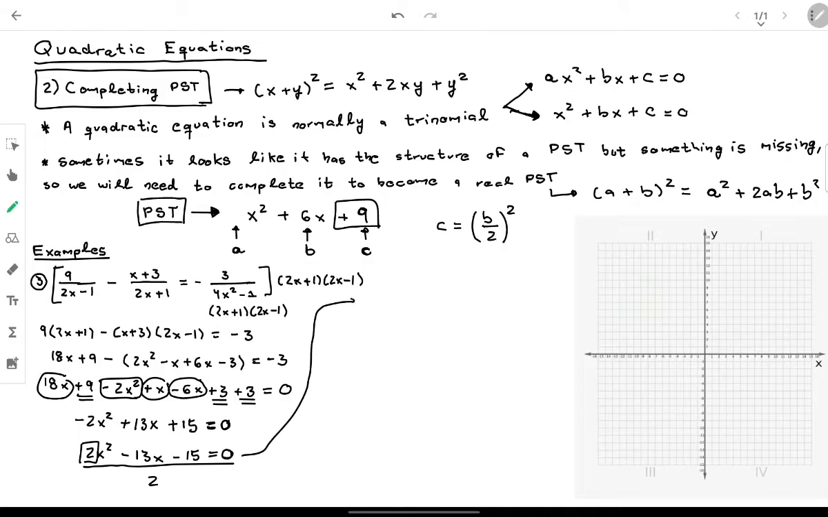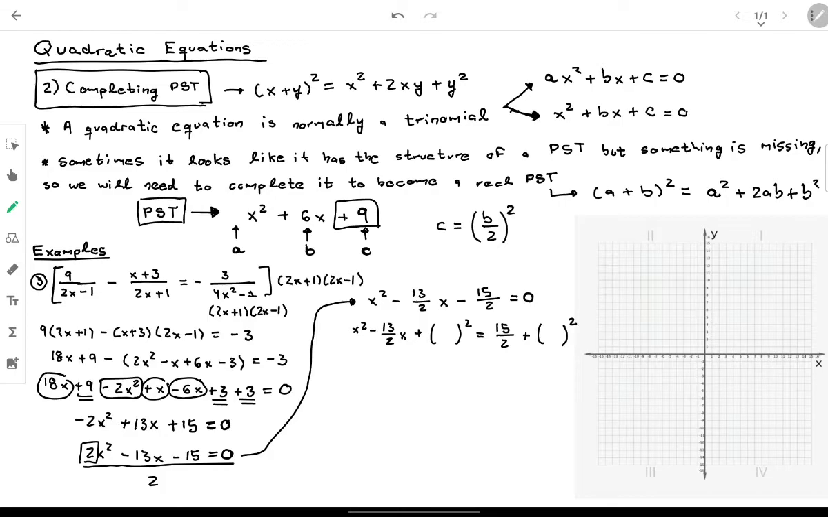If I divide all the equation by 2, I will get x squared minus 13 halves of x minus 15 halves equals 0. So after we do that division, it will be a normal exercise. Remember, x squared minus 13 halves of x. Of course, we will have something here squared equals 15 halves plus the same stuff here squared.